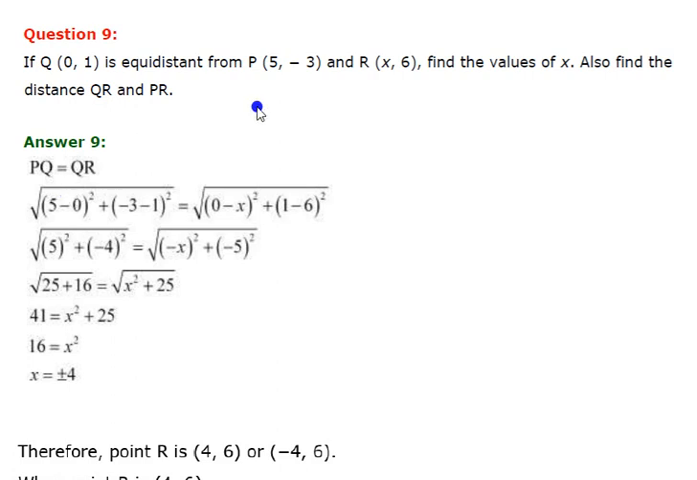After putting the values of the coordinates in the distance formula, we got these two equations. So before solving, just cancel this square root. So it will be x equals plus minus 4. I hope you understand the concept for this question.